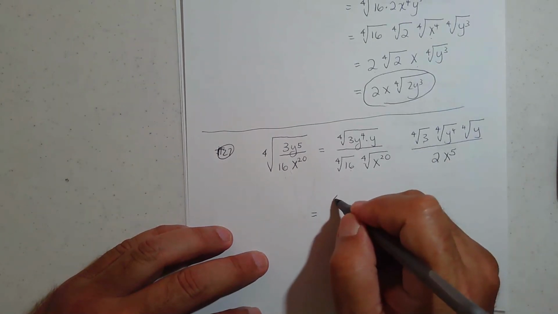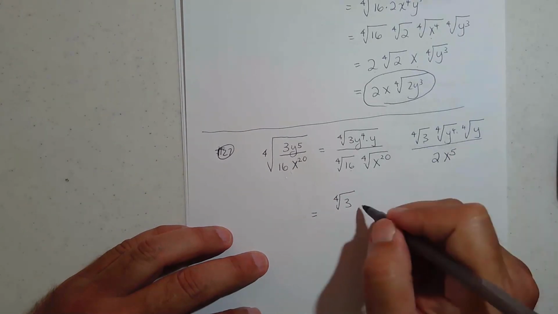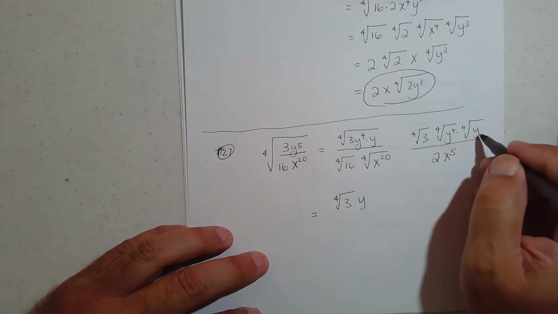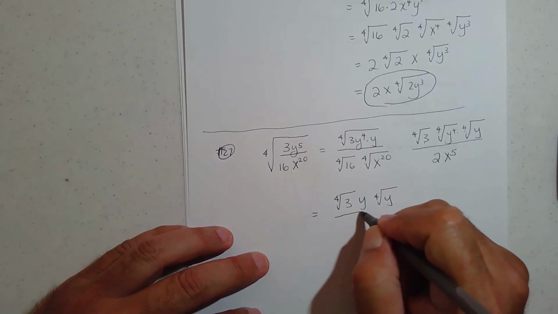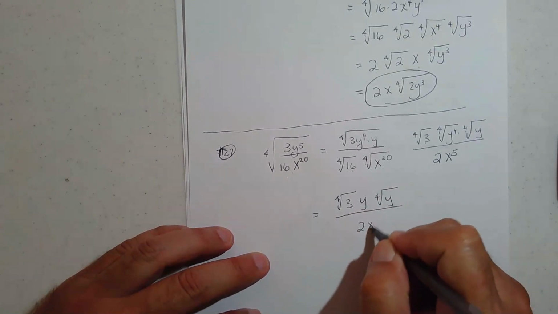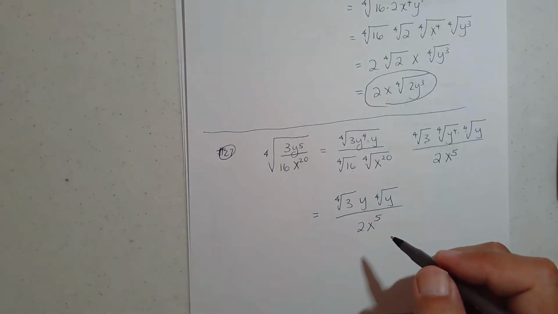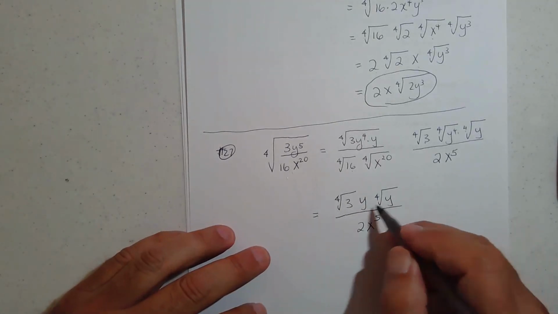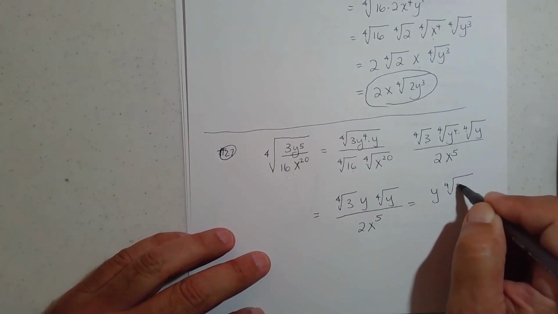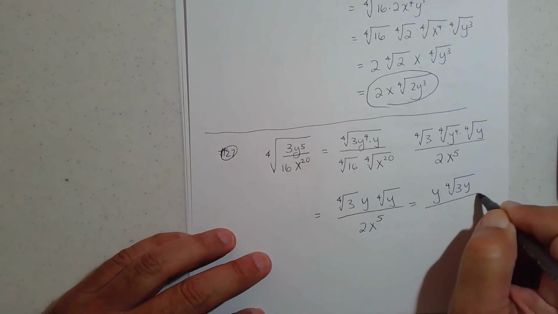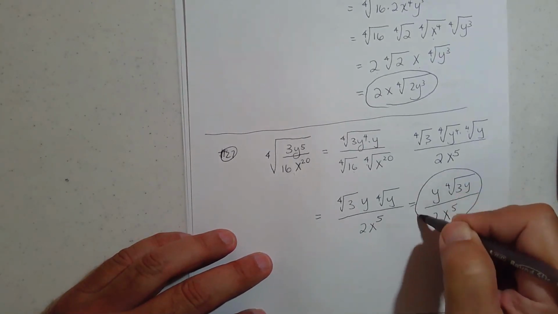Fourth root of 3. The fourth root of y to the fourth is y, and the fourth root of y is just the fourth root of y over 2x to the 5th. And then we put the two radicals back together. And that would be our answer.